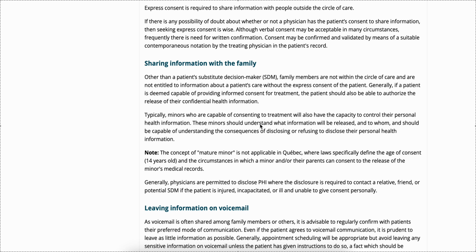These minors should understand what information will be released and to whom, and should be capable of understanding the consequences of disclosing or refusing to disclose their personal health information. The same thing comes up here with privacy and confidentiality. If a patient is 15 or 13 years old, she is sexually active, she missed her period, maybe her pregnancy test is positive, and she doesn't want to tell her parents about the pregnancy or sexual activity, that's still okay, as long as the partner is not in a position of higher authority and you are not getting a red flag of any kind of sexual assault. If they are 13 and sexually active, it's okay not to disclose.